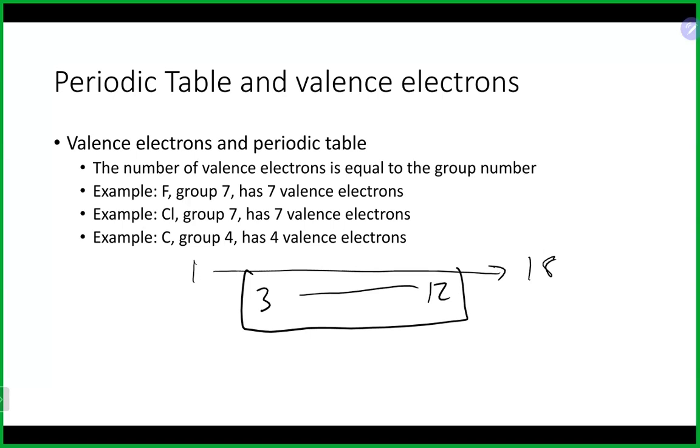So fluorine's group 7, has 7 valence electrons, so does chlorine. Carbon is group 4, and it has 4 valence electrons. Again, if we look at carbon's electron configuration, 1s2, 2s2, 2p2, these are the highest energy level. 2 and 2 is 4 for its valence electrons. And again, that is the valence electrons.